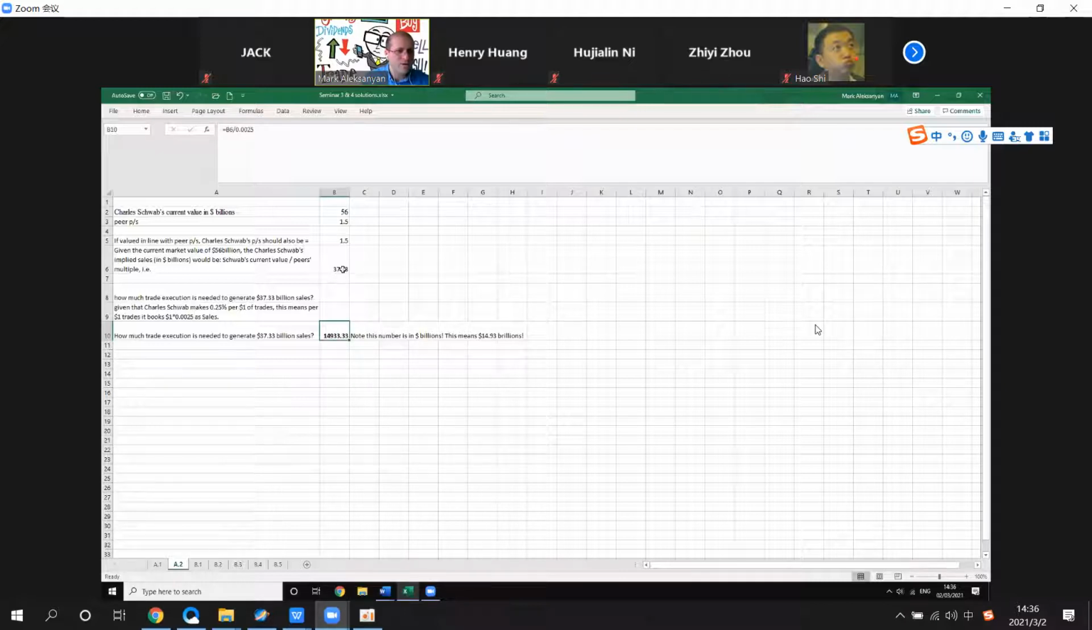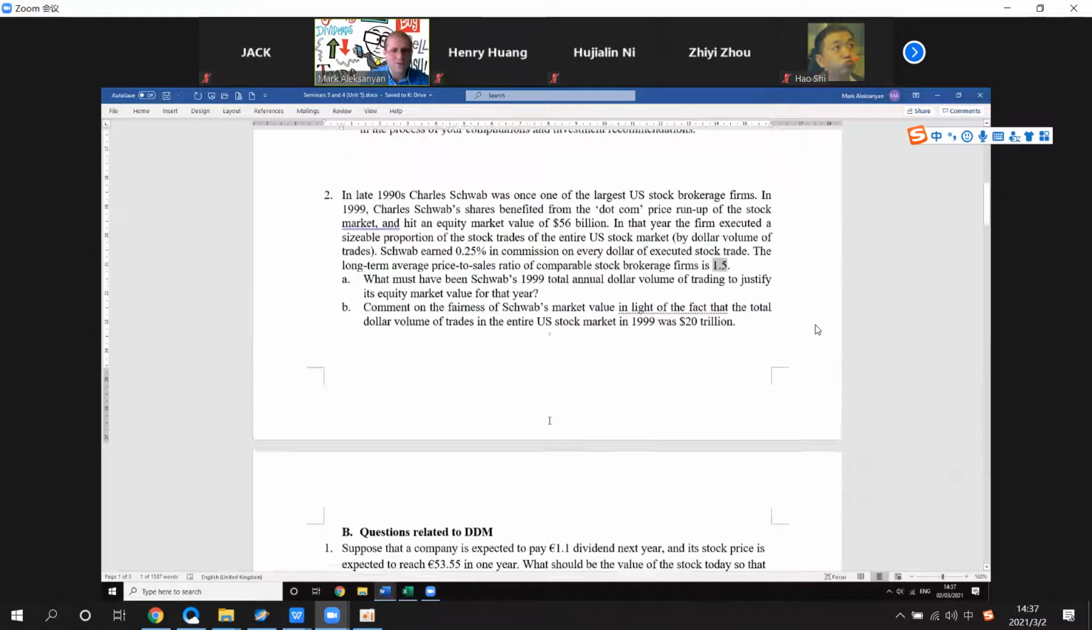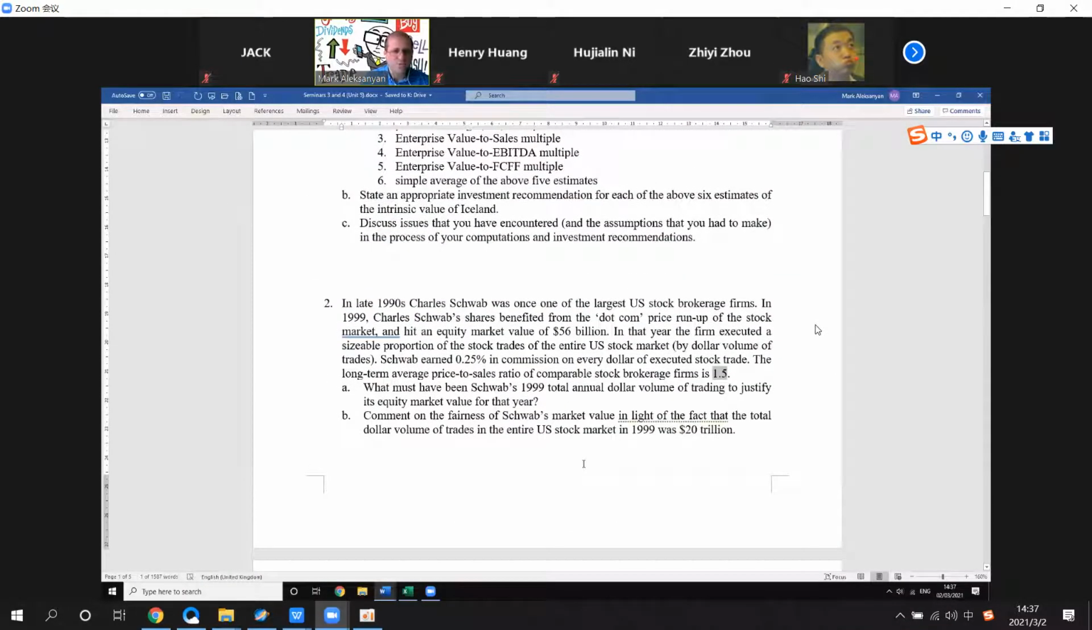To generate these sales, therefore, how much turnover do you need in terms of your executed transactions? You need 14,000 billions, which is basically $14.9 trillion of executed trades. So I hope this makes sense. And going back to the question of whether this is realistic or not, this clearly is an unrealistic valuation, because the whole of the US stock market in that year had a turnover of executed trades of only about 20 trillion.